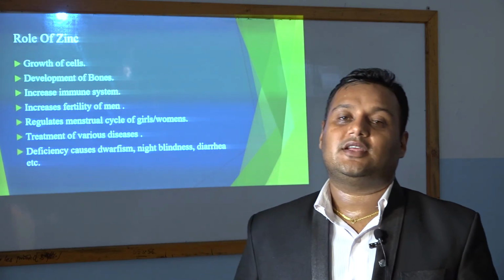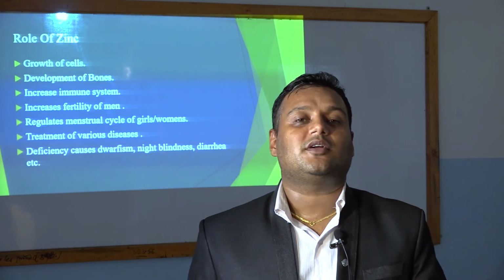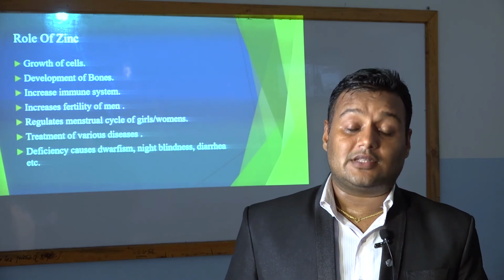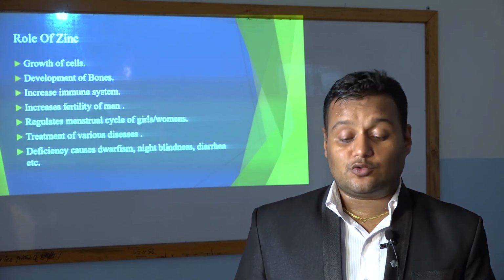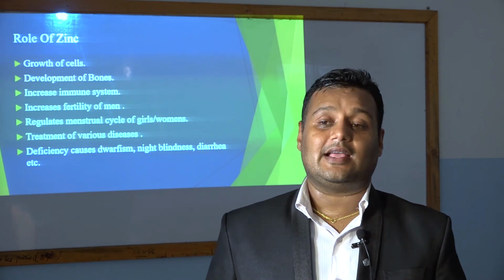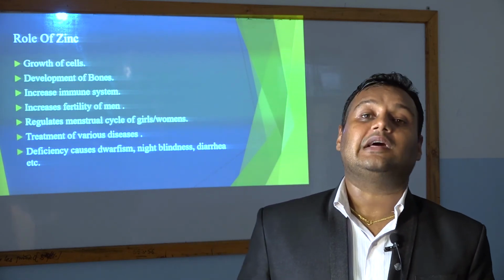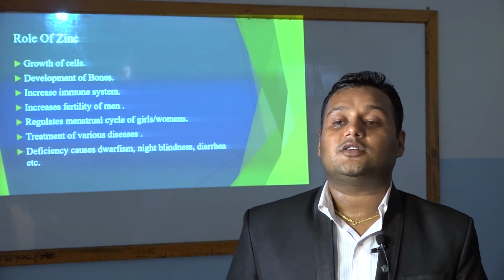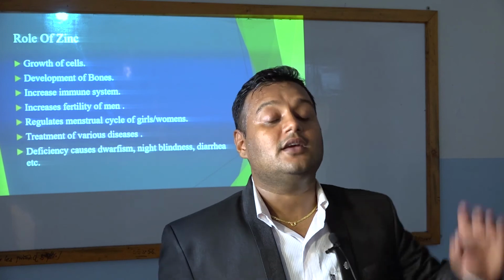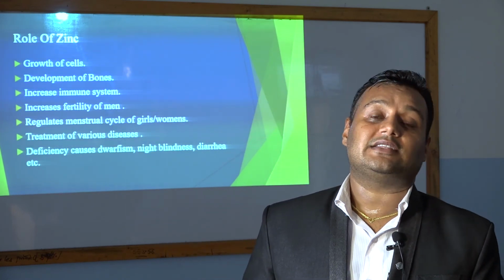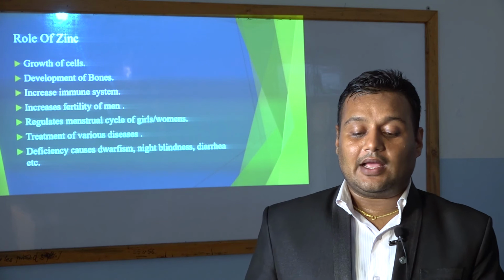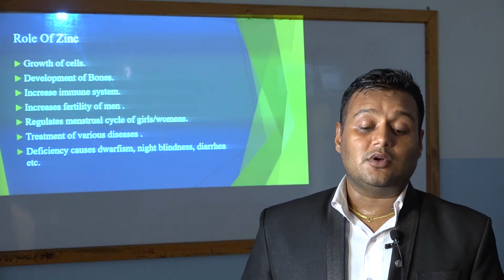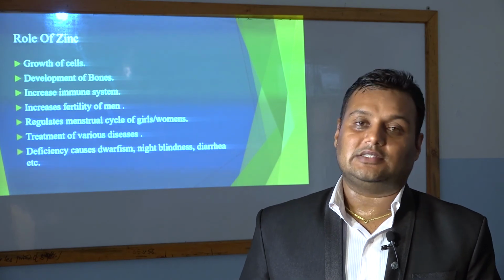Treatment of various diseases is another role of zinc. For the treatment of different sorts of diseases, zinc is also used. And another thing here: deficiency causes dwarfism, night blindness, diarrhea, etc. So if a person lacks zinc in his or her body, that may cause dwarfism. That means short stature, height not increasing. Another is night blindness, not being able to see at night. And another is diarrhea, and many more. There are many more in your book also. So you have to read the role of zinc.